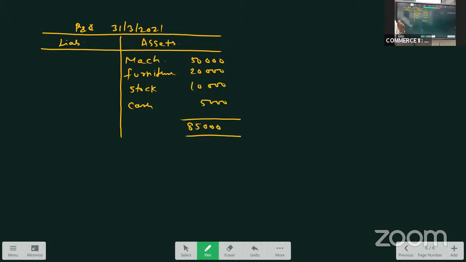Very, very important topic we are discussing. All the viewers, please focus on this. This will fetch you 5 marks. If you prepare revaluation account as a part of admission of partner, you are going to get 5 marks for this. So I have drawn a balance sheet.